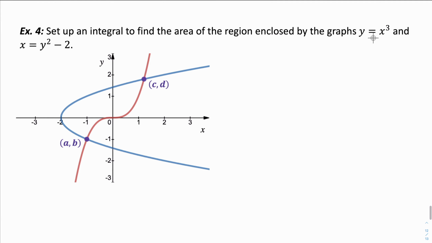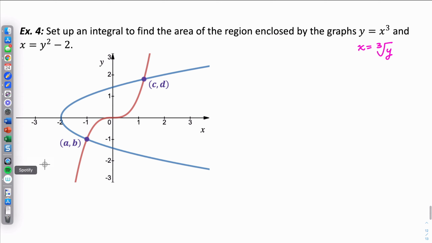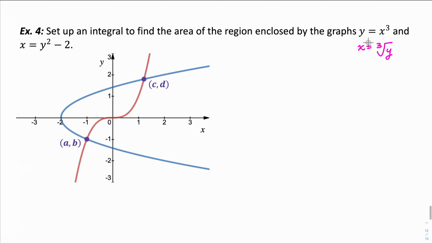If I want to isolate x here, I'd have to take the cube root, so x equals the cube root of y. This one's already solved for x, so that's good. This cubic is our right function, and this is our left function. So it's right minus left: the cube root of y minus the left, which is y squared minus 2, and then integrating with respect to y.